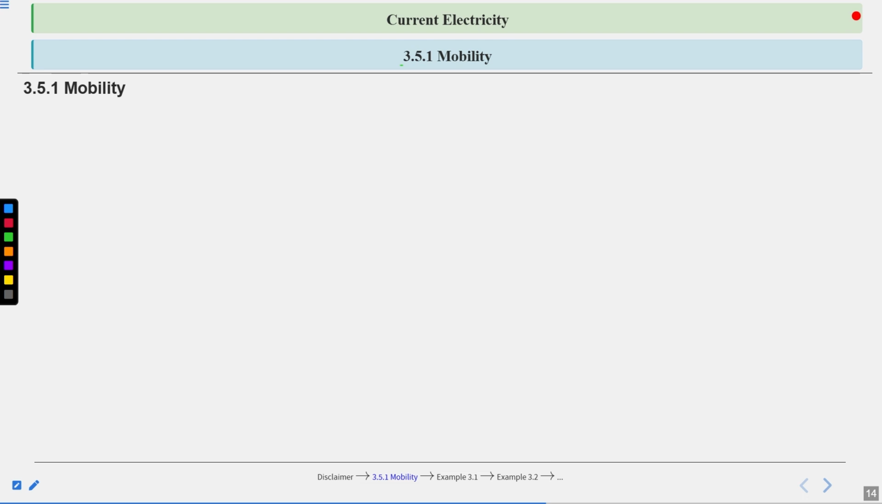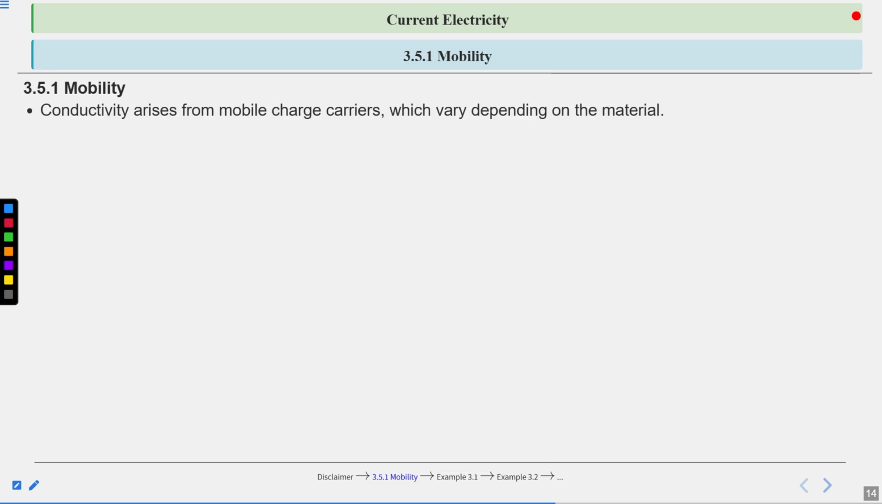So our next topic is mobility, 3.5.1. Conductivity arises from mobile charge carriers, which vary depending on the material. So what is conductivity? It is the reciprocal of resistivity, the ability of a conductor to allow the flow of charges through it.